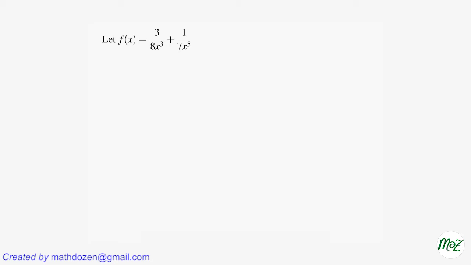Let's have a look at this function. We have f of x being 3 divided by 8x cubed plus 1 over 7x to the 5th. Eventually we're going to work on finding the derivative of this function. Before we do that, you'll notice that we can split each fraction into the product of two fractions. We get 3 over 8 times 1 over x cubed plus 1 over 7 times 1 over x to the 5th.